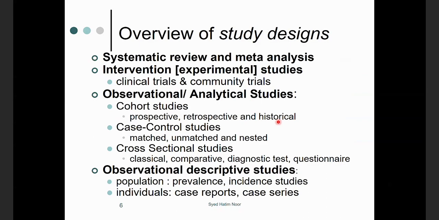So we have the systematic review and meta-analysis, intervention or experimental studies, such as clinical trials, community trials. Under observational, there are two. One is analytical, another one is descriptive study. Under observational, the analytical one can be divided into three main groups. And then under descriptive, we have the population one, we have the individual one. So I will explain one by one. Okay, we start from the bottom.